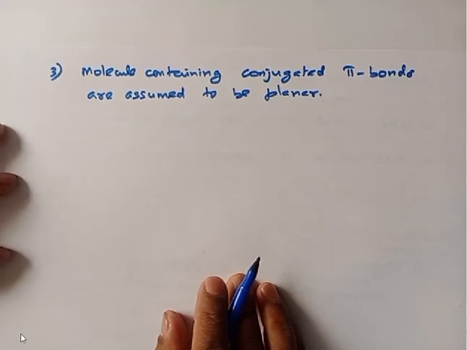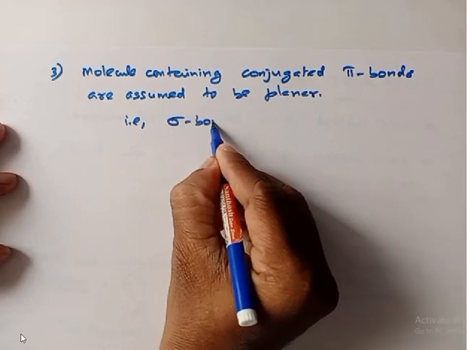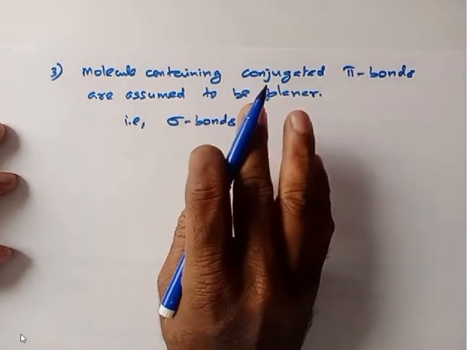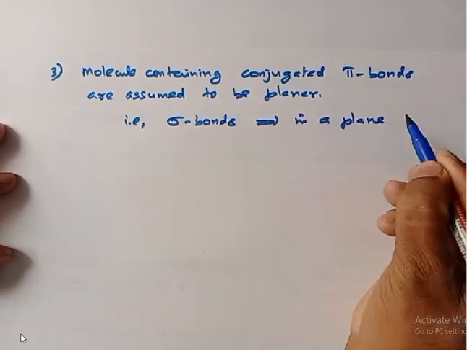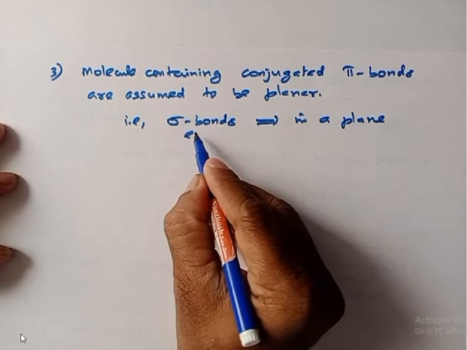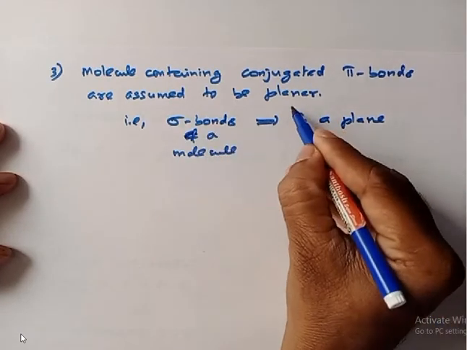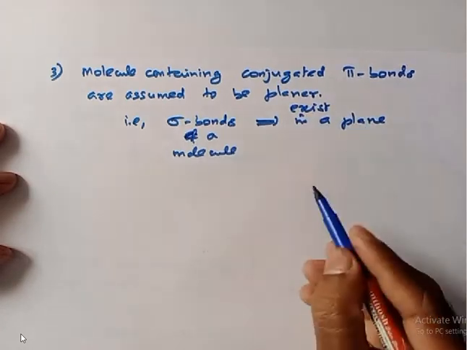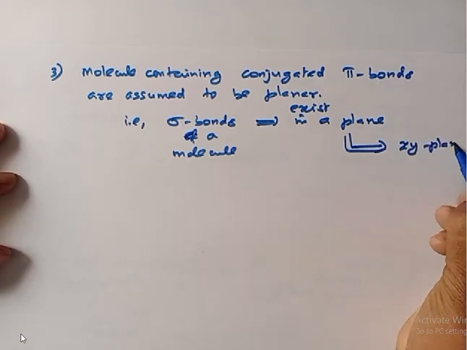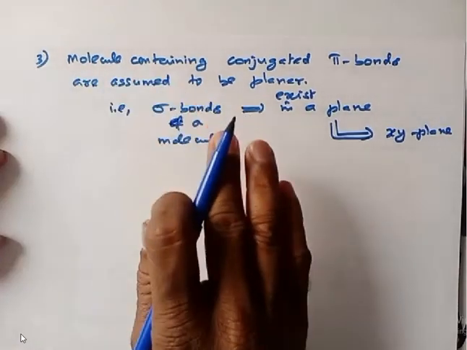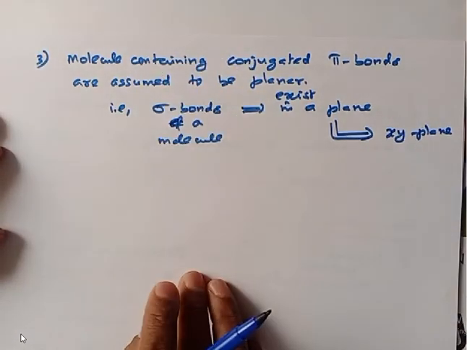We can say it in another manner: the sigma bonds of the molecule exist in a plane, and that plane is usually considered as the XY plane. All sigma bonds of the molecule are present in that plane.